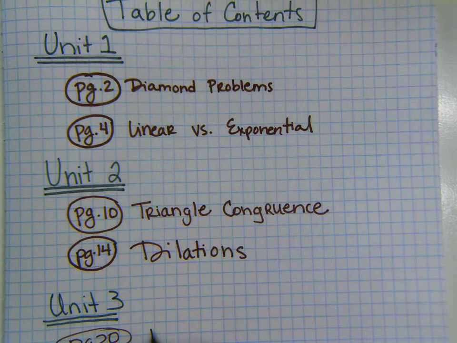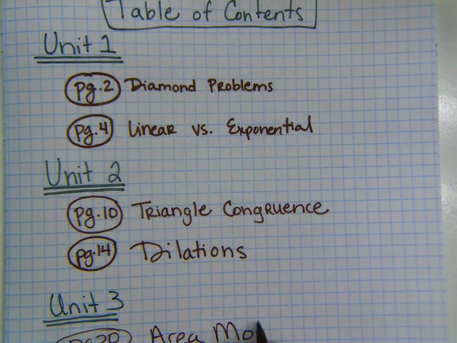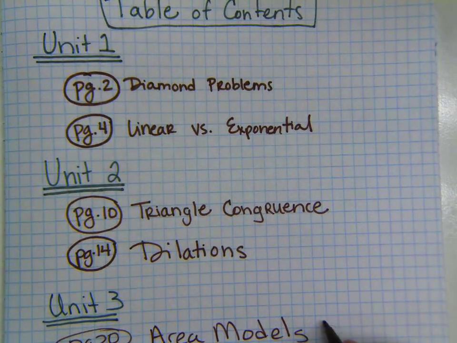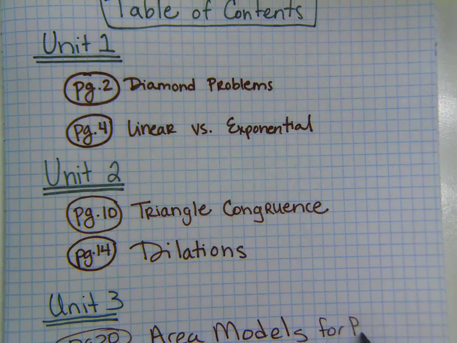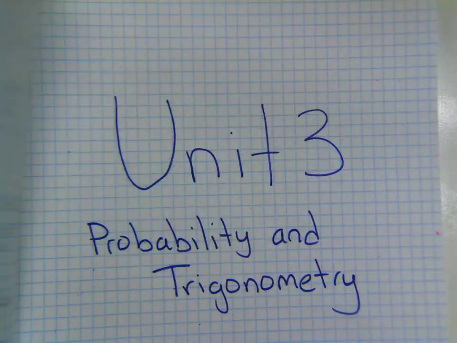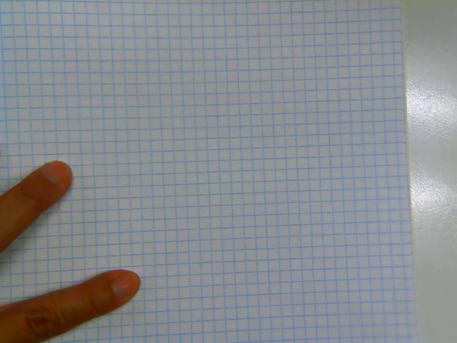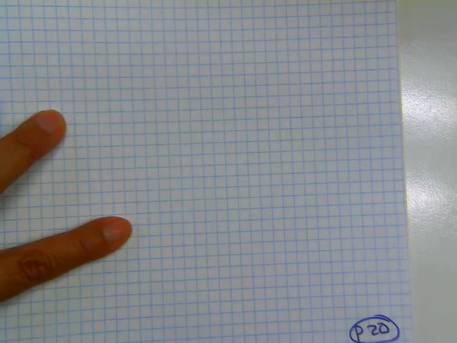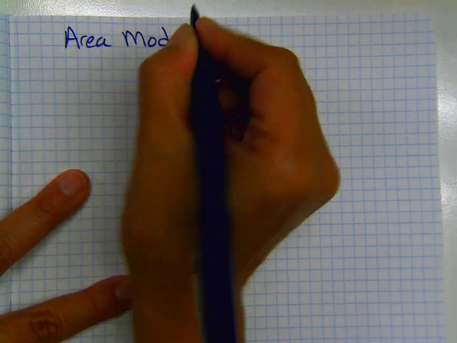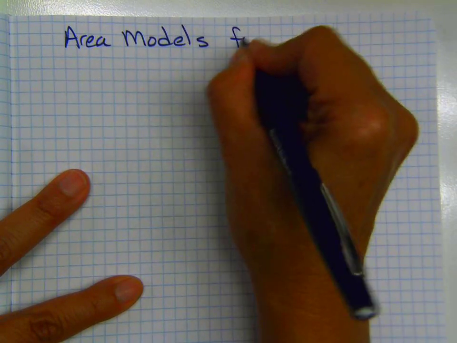Page 20 is on area models. We're going to be using area models to find probabilities. And let's just put that there for probability. So we're going to flip this back. Page 20. Put that down at the bottom. Right there. All right. Area models for probability.